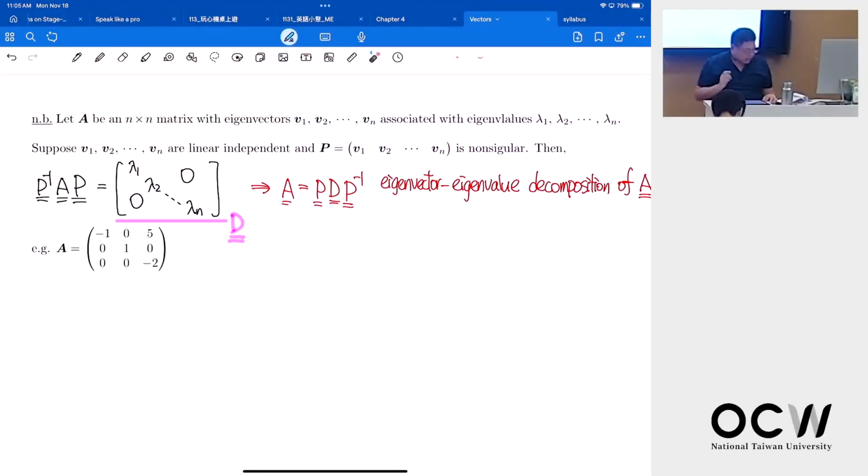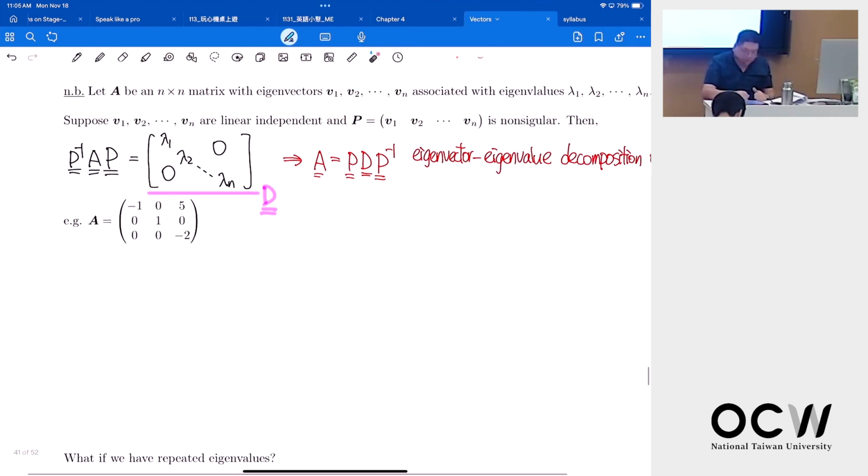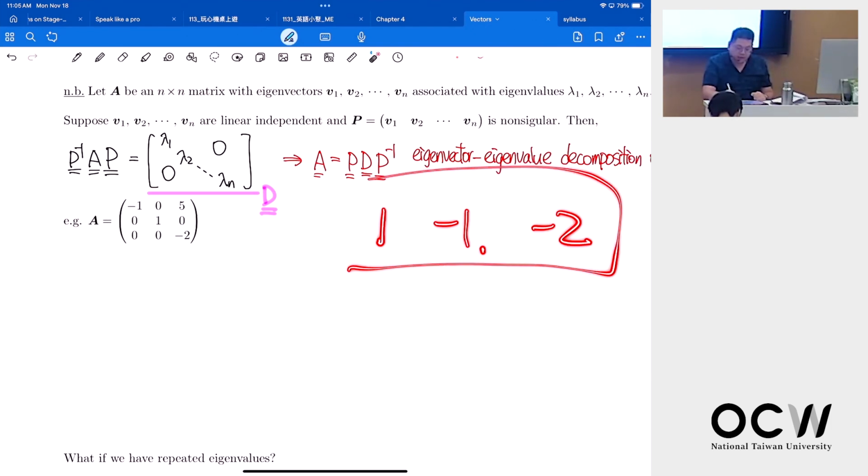If you found the eigenvalues, just shout it out loud. So there'll be 1, -1, and -2. Okay, so now you know the eigenvalues are 1, -1, and -2. Please find your own eigenvectors. 1, -1, and -2. What are the eigenvectors for each corresponding eigenvalue?